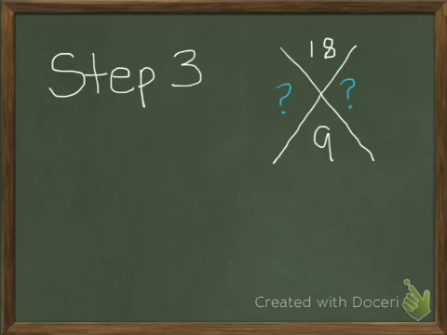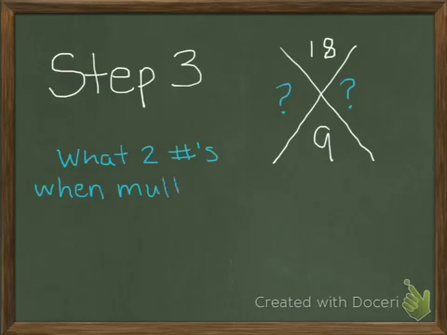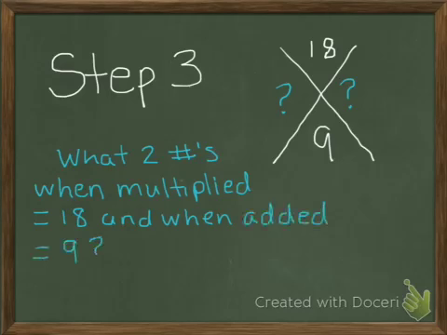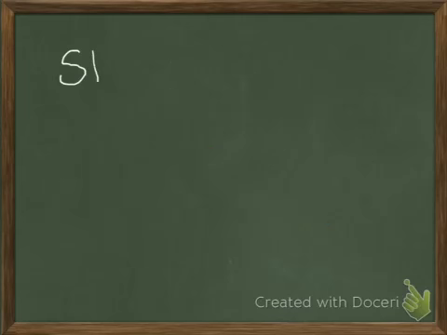Now, step three. You actually won't put question marks as I have there, but we are going to put two numbers in the sides of our X. To get them, ask yourself a question: what two numbers, when multiplied, give me my top number, which is 18, and when added, give me my bottom number, which is 9?